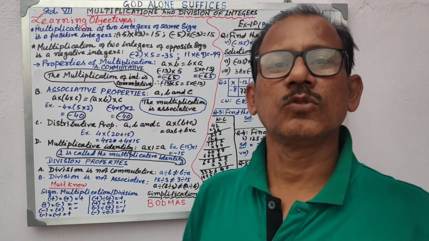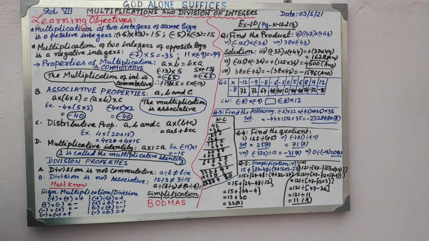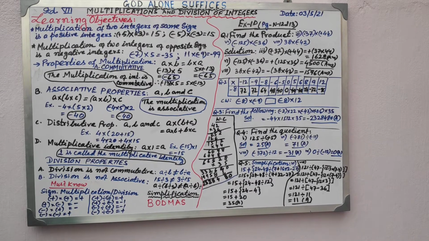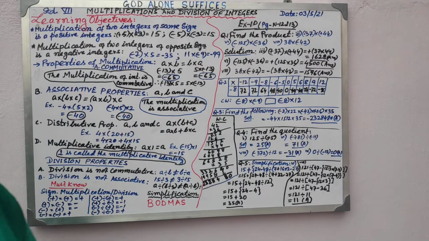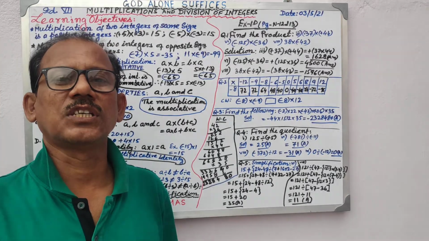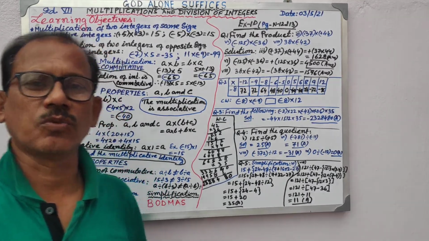See, first, today's learning objective will be what? Today's learning objective will be multiplication of integers and division of integers, okay, and simplification based on this multiplication and division, and addition and subtraction also will be there.